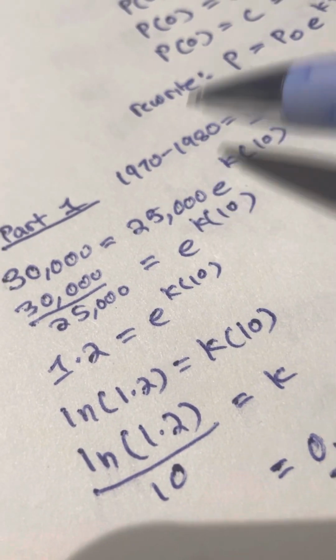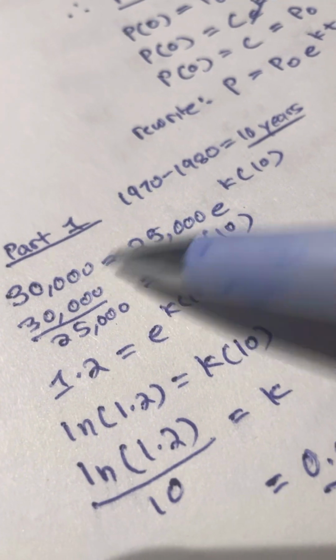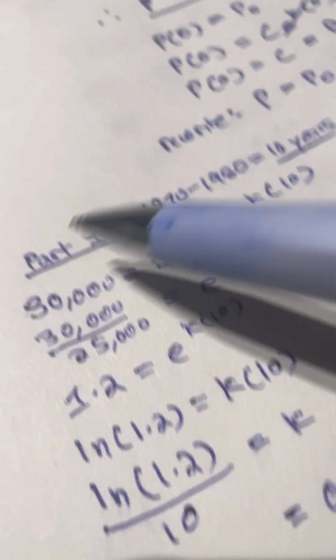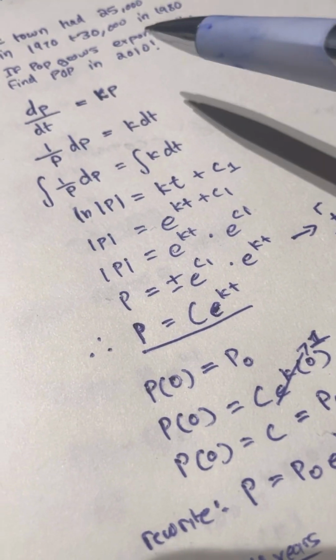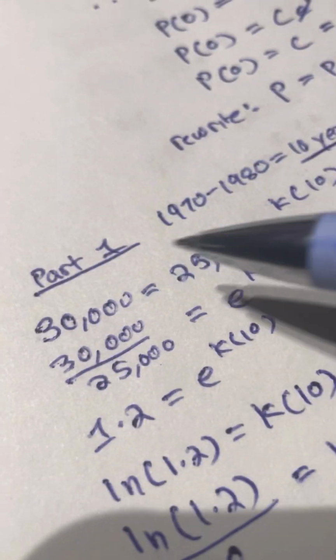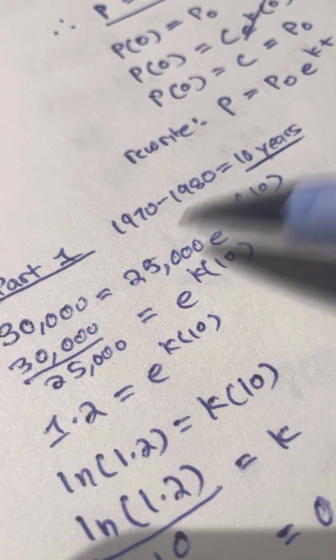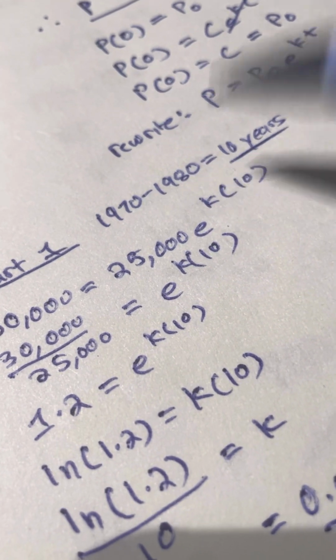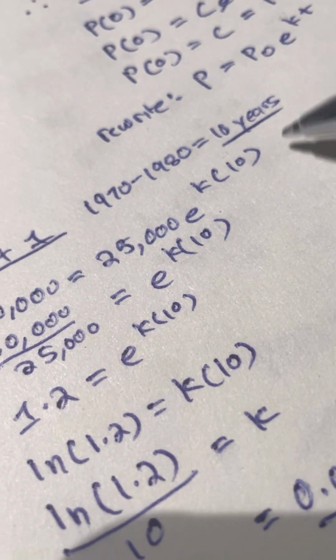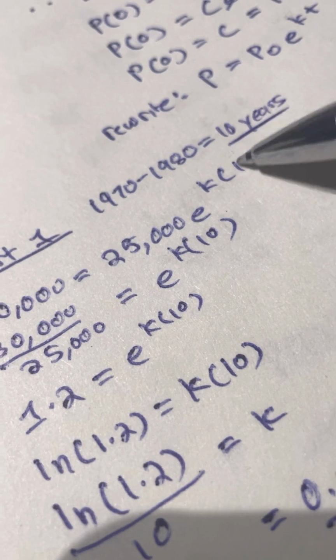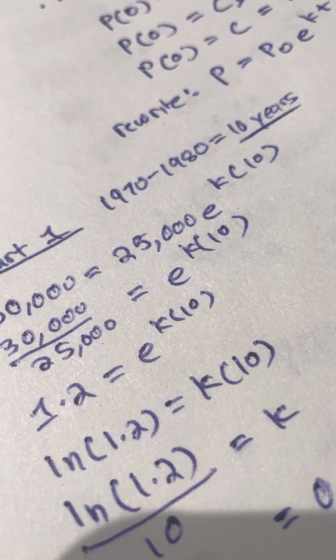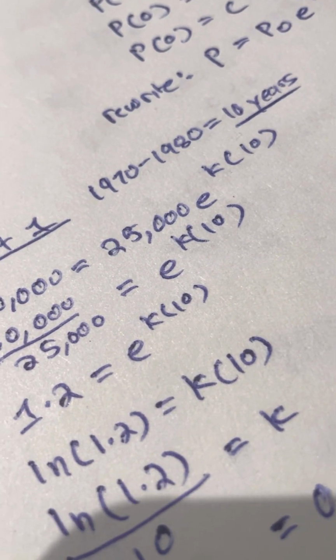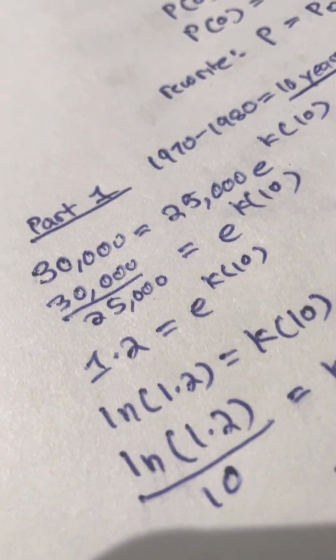So it's just this formula. That's all we're doing here. Our p is 30,000 because it's 1980. Remember, 30,000 is our current population. Our initial population was 25,000, and then e to the k, and we don't know what k is yet. That's what we're trying to figure out right now. Times 10 years, our time is 10 years. So what is k? That's your constant. It's going to help us figure out the next part.